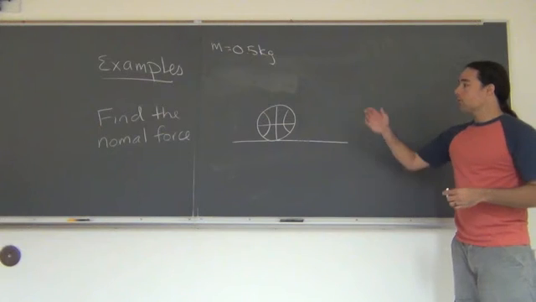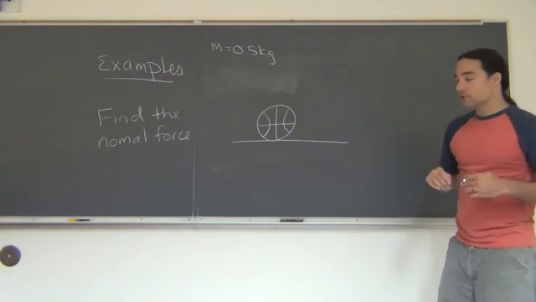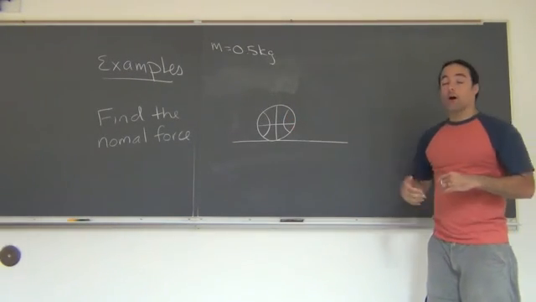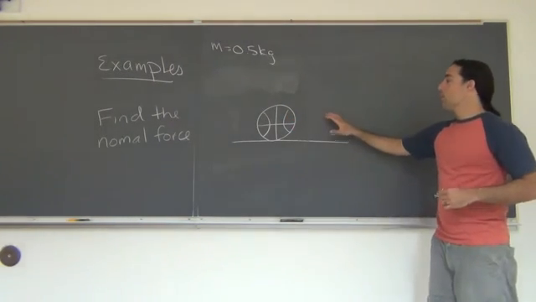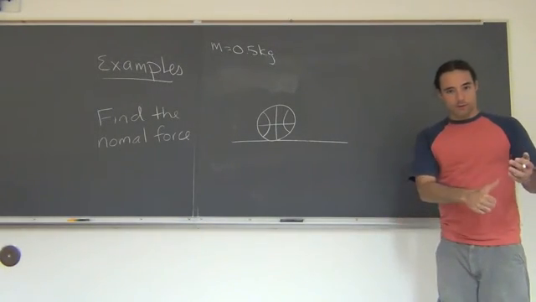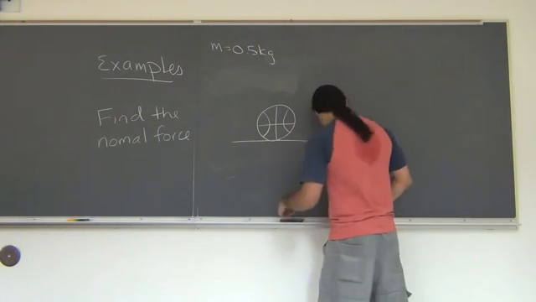Here's another example. We want to find the normal force. Almost the same picture I had last time. I have a basketball on the ground. Let's say the ball has a mass of ½ kilogram. We want to find the normal force. So we've already drawn our picture. We've done step 1. Step 2, we want to do our free body diagram.